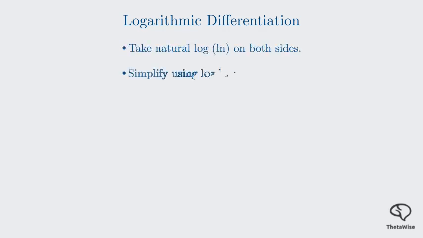Logarithmic differentiation is a clever strategy for functions with products, quotients, or powers that are complicated to differentiate using our standard rules. The core idea is to take the natural logarithm of both sides of the equation. We can take natural logarithms on both sides of an equation and then simplify using the fundamental laws of logarithms before we even think about differentiating. Let's review those laws, as they are crucial for this method.